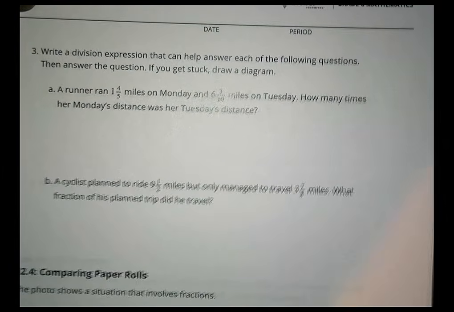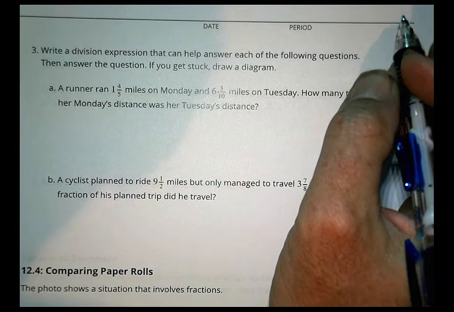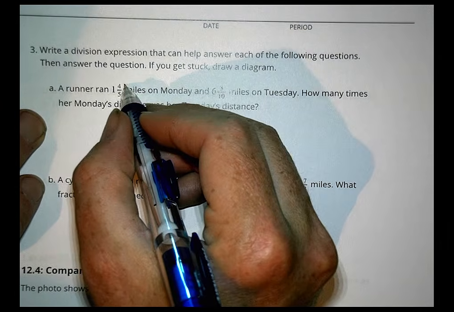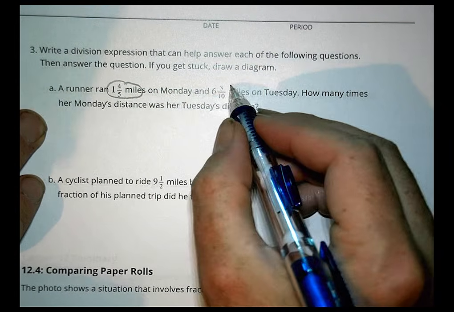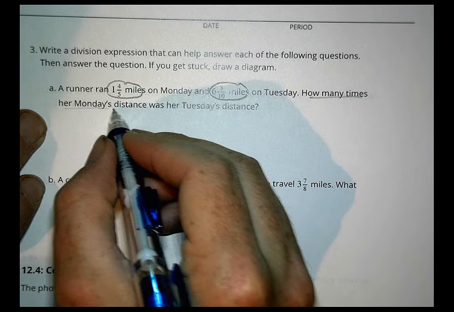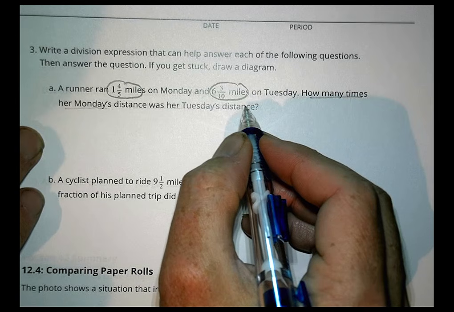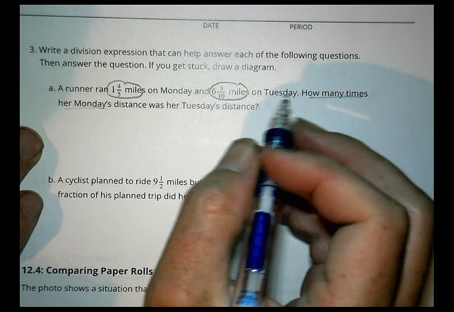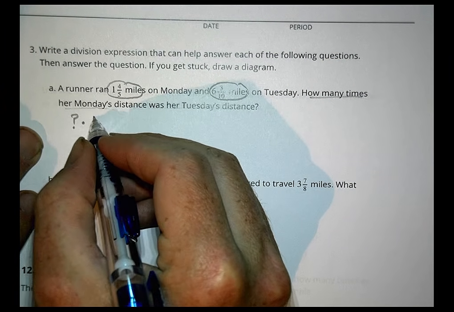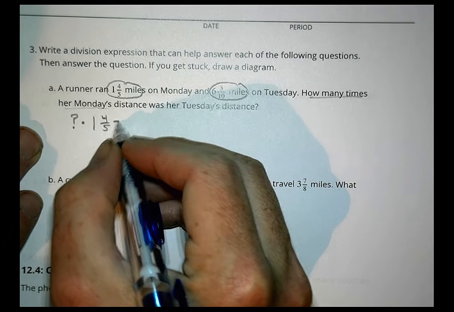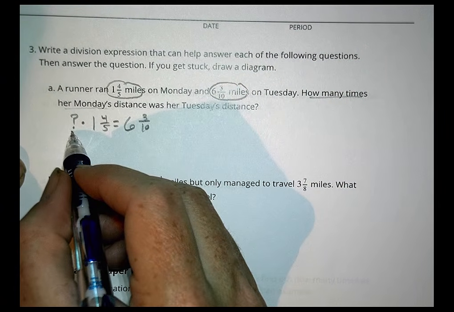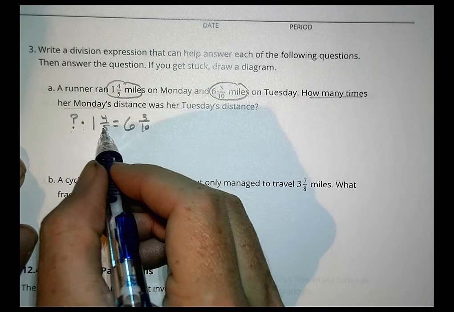Number 3, we're going to write a division expression to help us answer the question, and then if we get stuck, we can draw a diagram. It says a runner ran 1 4/5 miles on Monday and 6 3/10 on Tuesday. How many times her Monday's distance was her Tuesday's distance? So how many times her Monday's distance, 1 4/5, was her Tuesday distance? See how we have that there? How many times her Monday was her Tuesday?